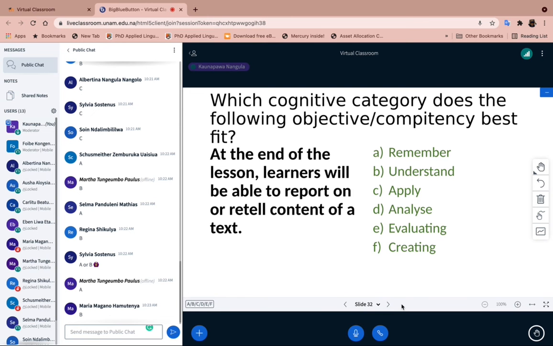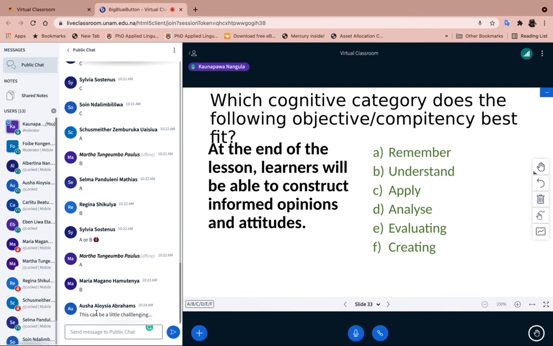Hausha, you're writing. Should we move on? Okay. Yeah, it can be a little challenging. Yes, it can be a little challenging. Or maybe you can elaborate a little bit more.